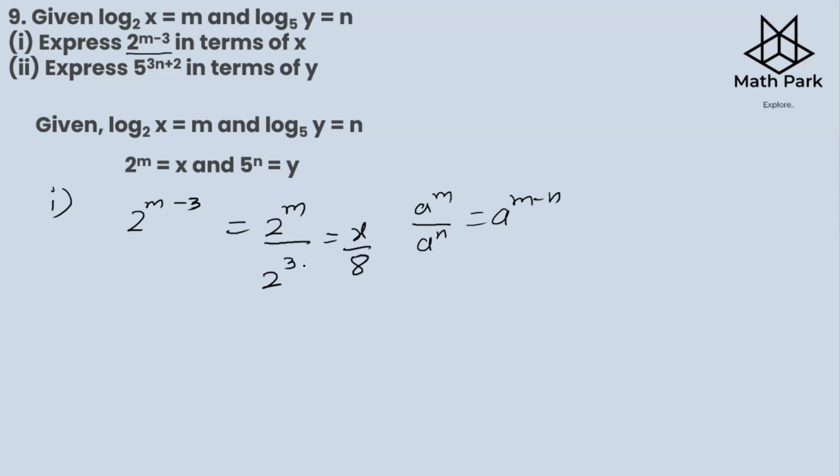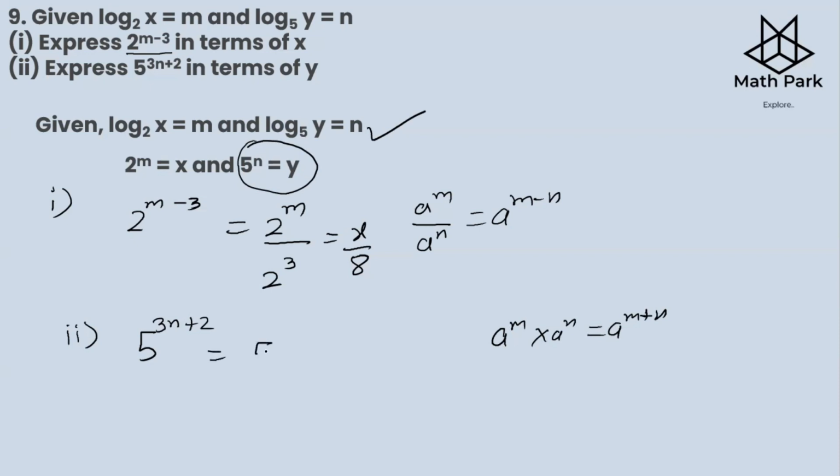So this is how we have expressed 2 to the power m minus 3 in terms of x as x by 8. Let us do the second one, which is 5 to the power 3n plus 2. Now remember, we have 5 to the power n equals y, using this log of y to the base 5 is equal to n. So a raised to m into a raised to n is equal to a raised to m plus n. So vice versa, a raised to m plus n can be written as a raised to m into a raised to n. So we write this as 5 raised to 3n into 5 raised to 2.